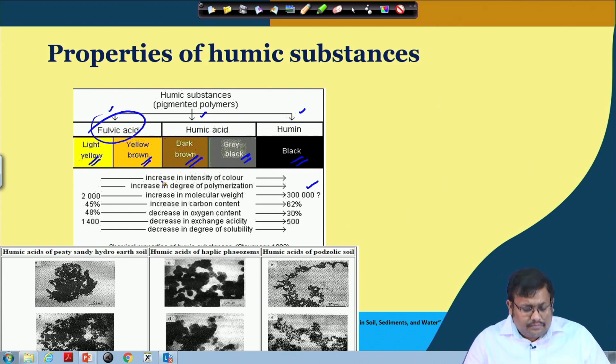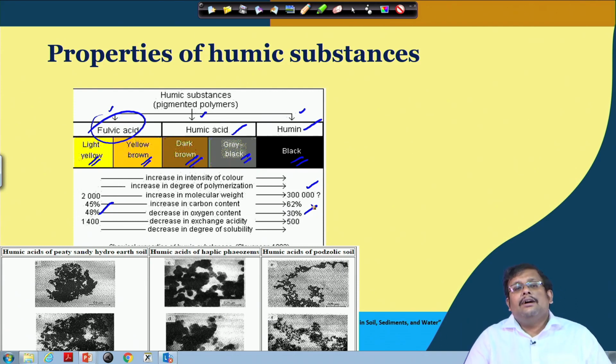decreasing the oxygen content, as you know that fulvic acid contains more oxygen than that of humic acid. So, as we go from fulvic acid to humic acid to humin, we are seeing that there is a decrease in oxygen content from 48% to 30%.